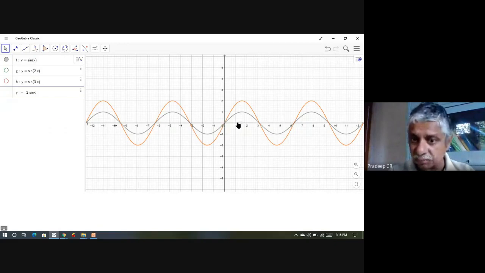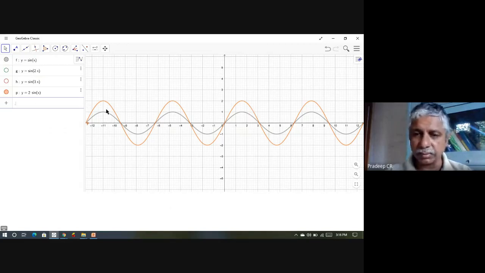At different values of x, I have computed values of y. In the blue color curve, I've been computing for different values of x what is the value of sine x. In the red color curve, which I've written here, P, that is 2 sine x. That means basically everything got multiplied by 2. So whatever was minus 1 has become minus 2. Minus 0.5 has become minus 1. Similarly, at 2.5, the value of the P curve is double that.